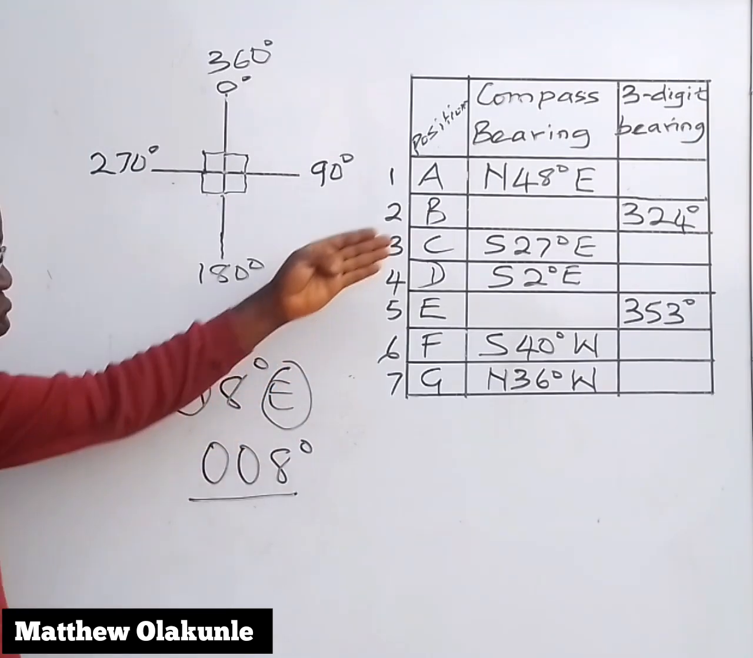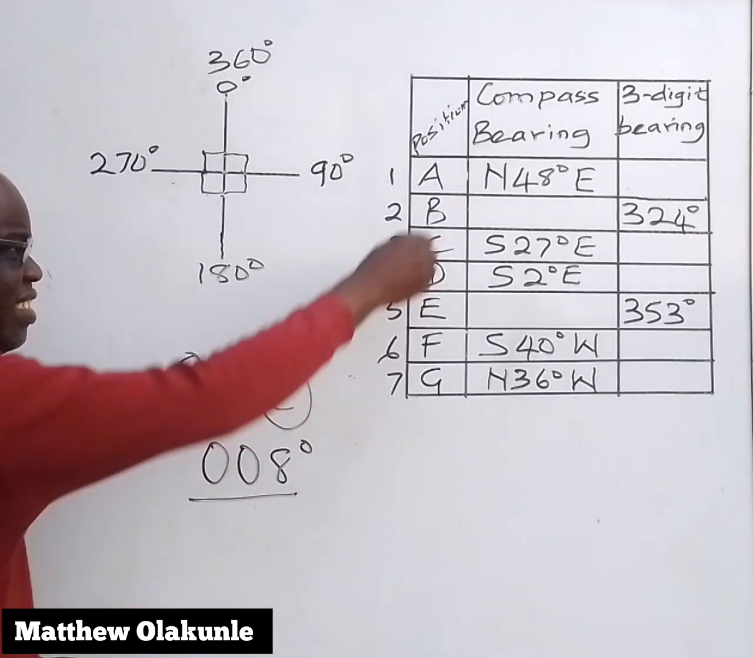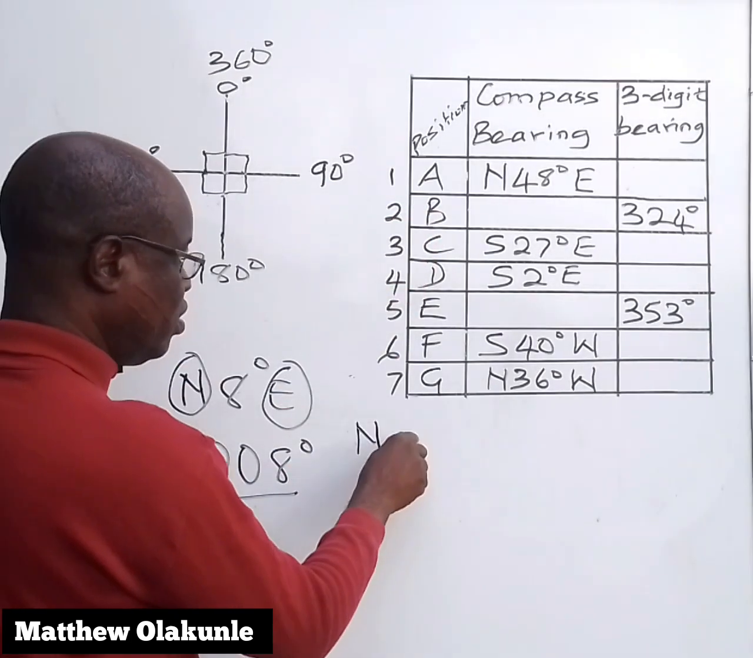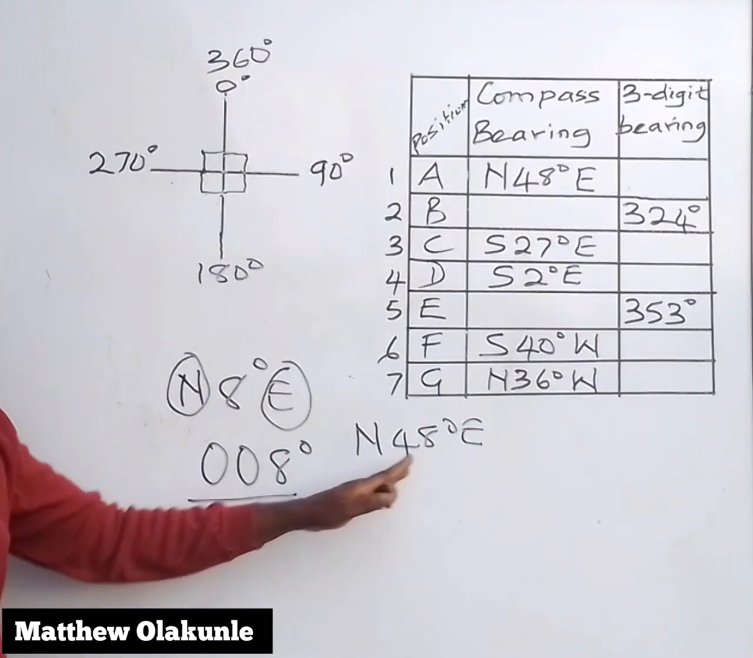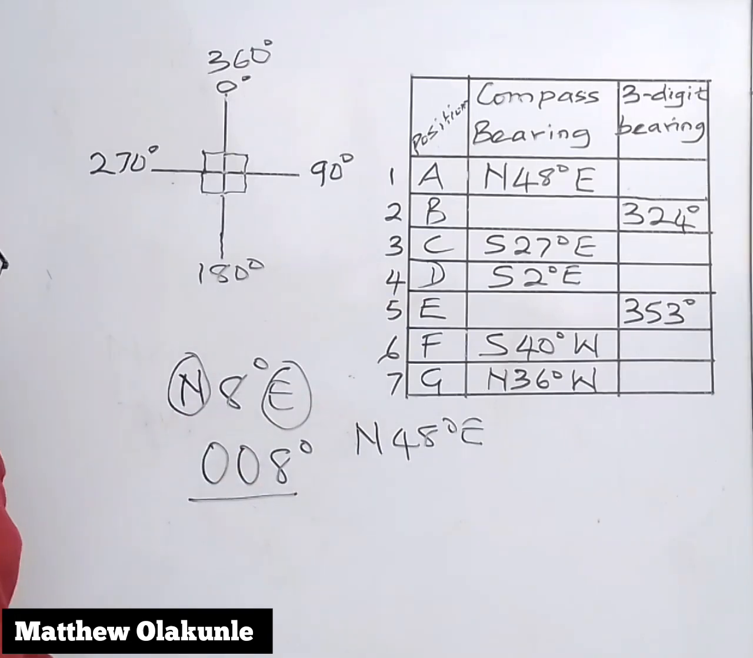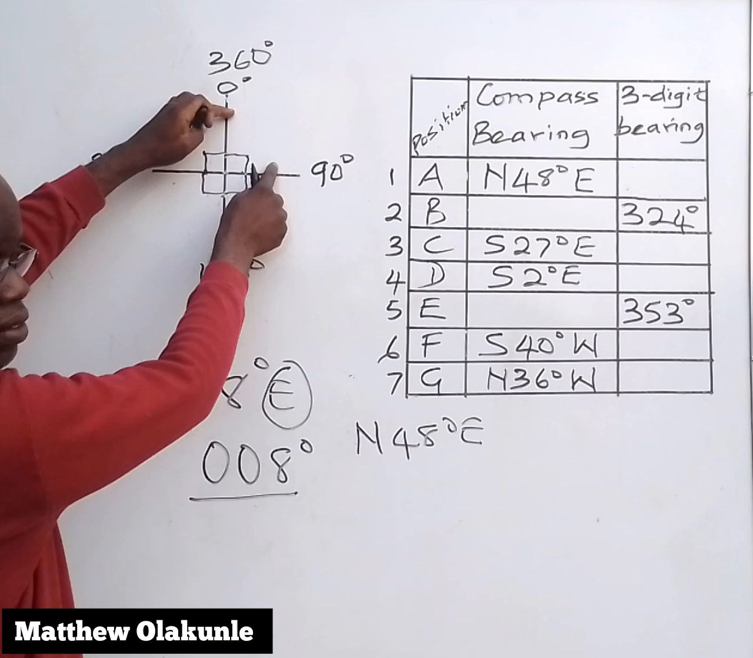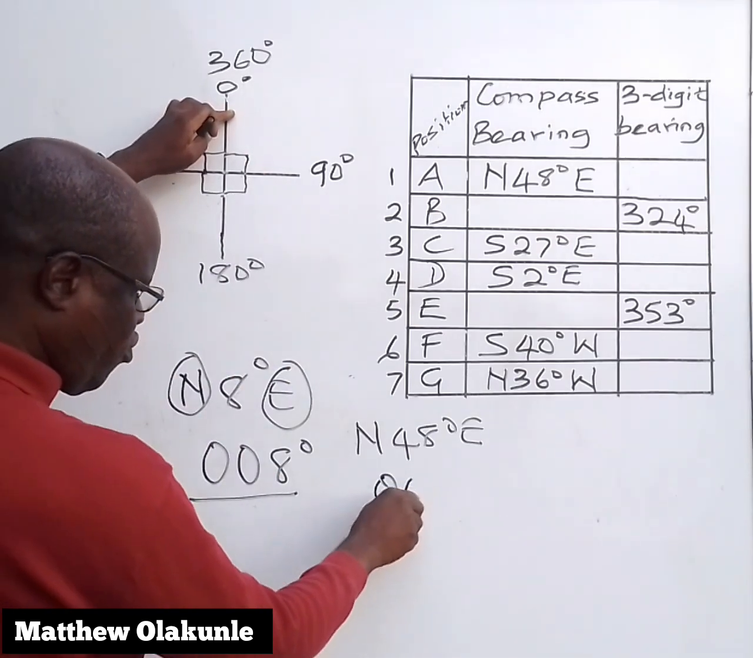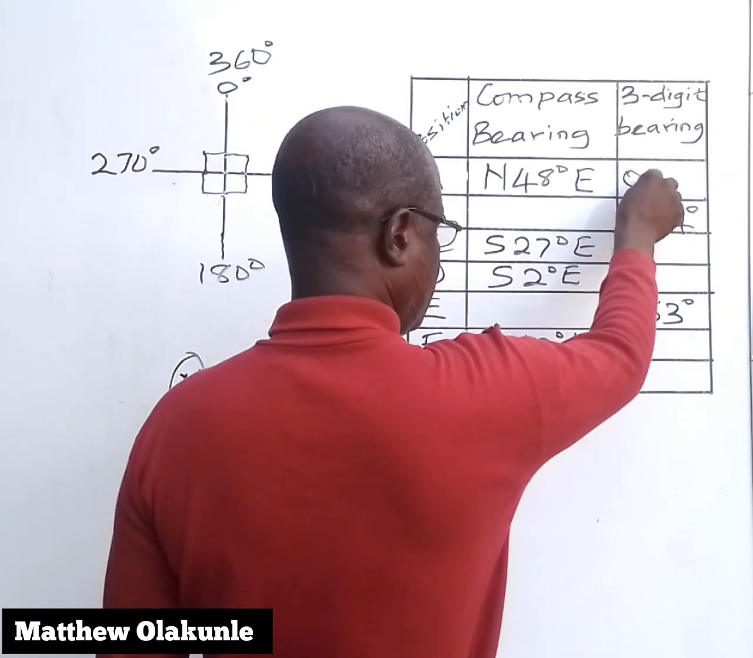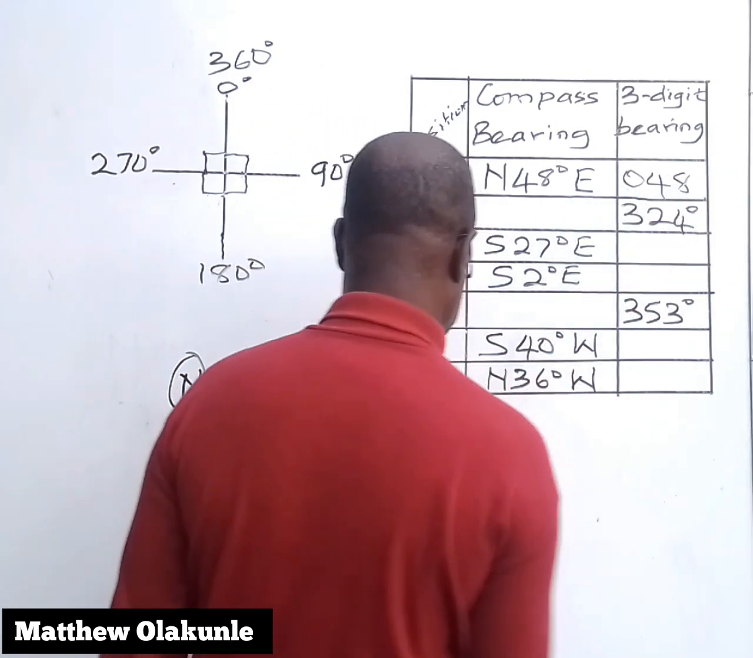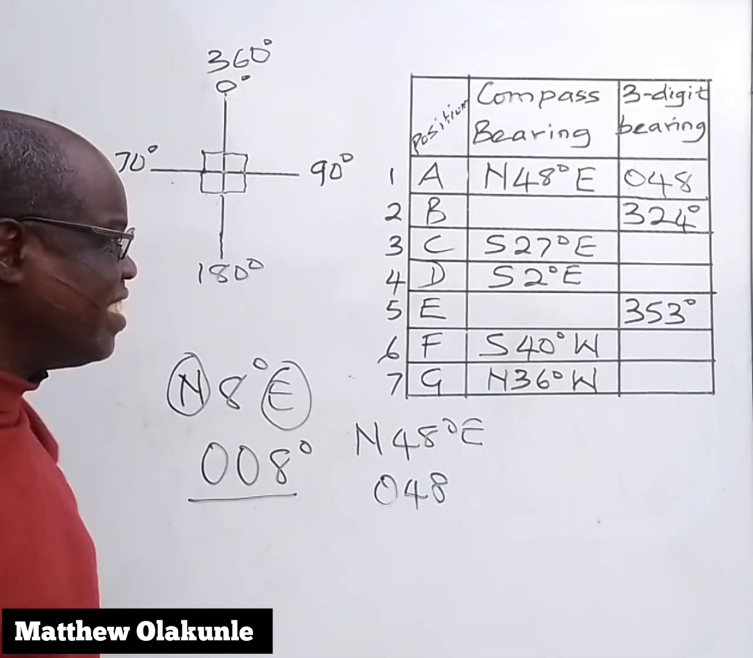Now, let's see how we can convert one to another. Look at this. We have north 48 degrees east. This north 48 degrees east, we want to convert it to 3-digit bearing. So this 48 is still within this quadrant. So you now write 048, and that's all.